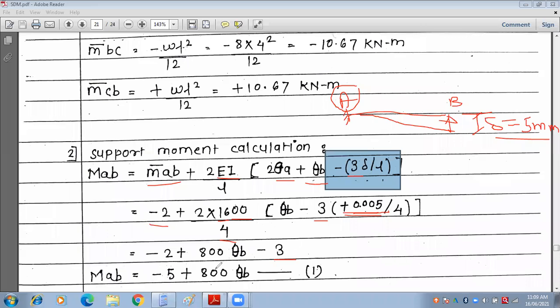Minus 2 minus 3, it becomes a minus 5. And this, simplify this one, 2, this will be 4. Dividing this 2 with the 4, it becomes a 2 over here. 2 divided by this one, it becomes a 800. 800 over here, 800 theta. Now let us consider this equation number 1.